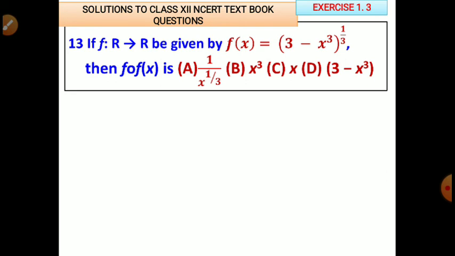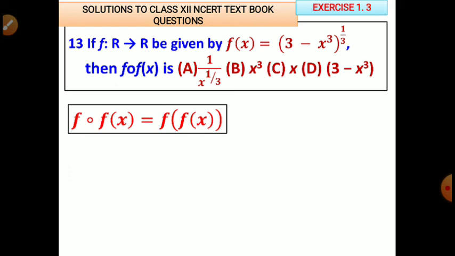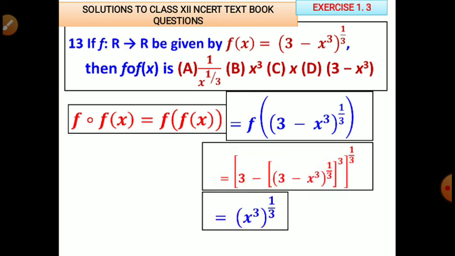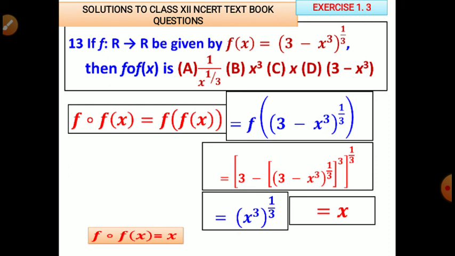Now this is also a very interesting 13th problem. It is an objective type question, where f of x is given to you and you need to find out. In the place of x, just substitute only. On simplification, you are going to get it as x. So therefore option C is the right answer here, okay.